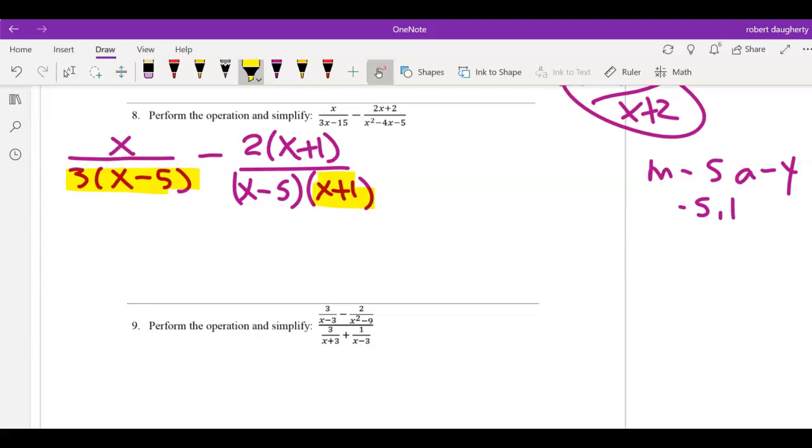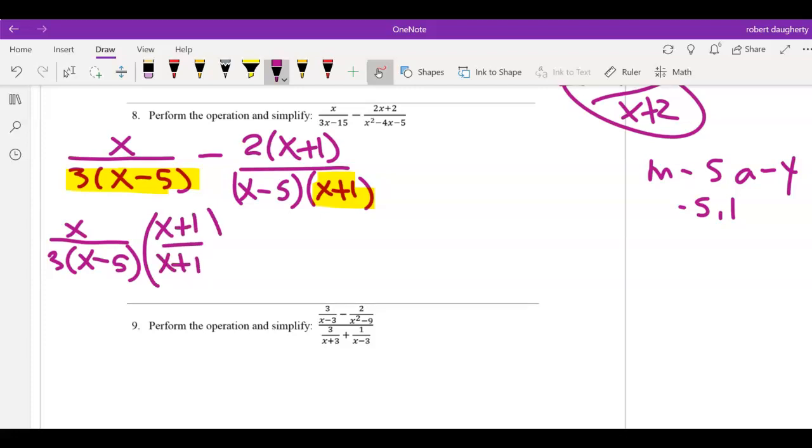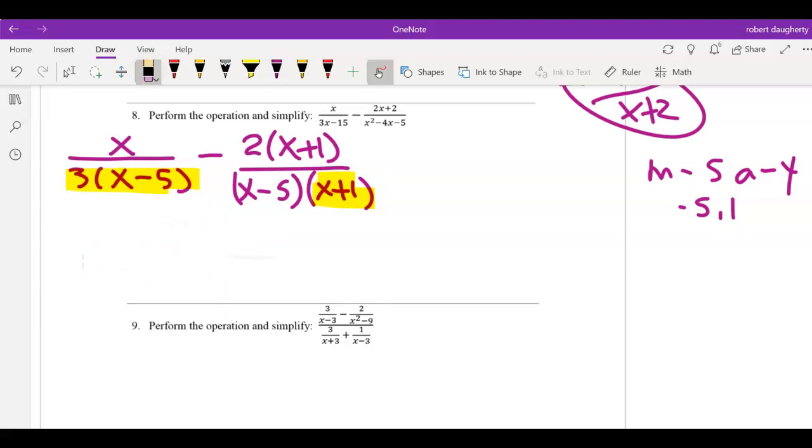So I need to get a common denominator here in order to continue going with this particular problem. So I'm going to have x over 3, x minus 5. I'm going to multiply this by x plus 1 over x plus 1 minus 2. Sorry about this. Let me back up. I was doing some unnecessary work there. There is a simplification that happens here. If I look at this, x plus 1 over x plus 1.